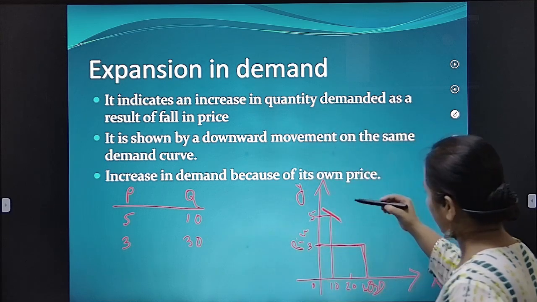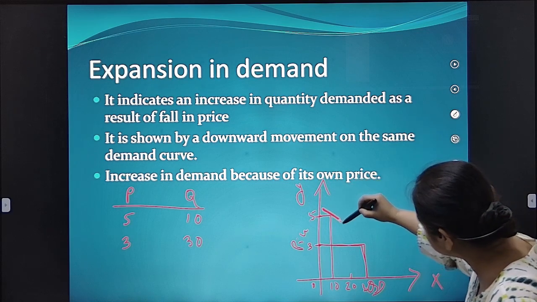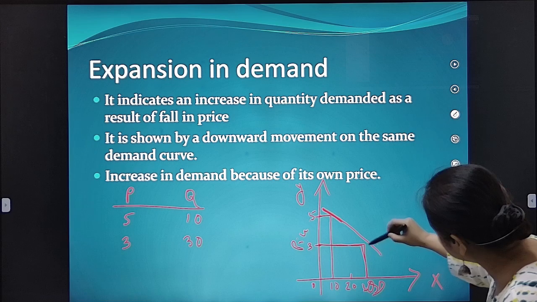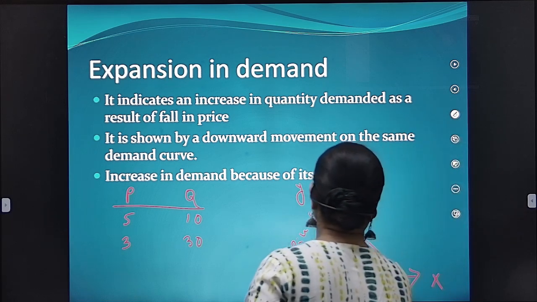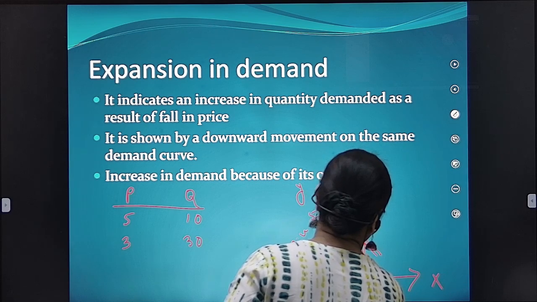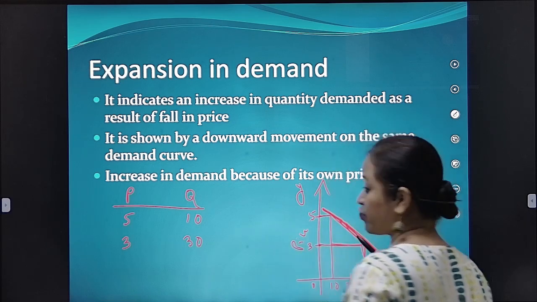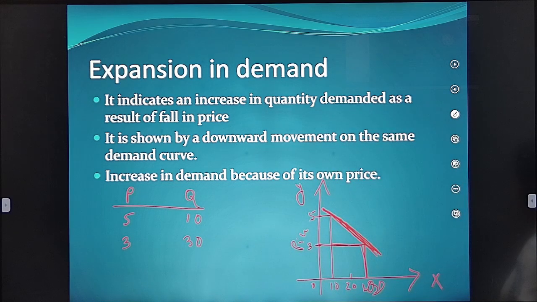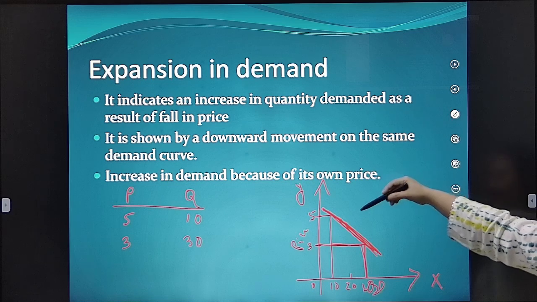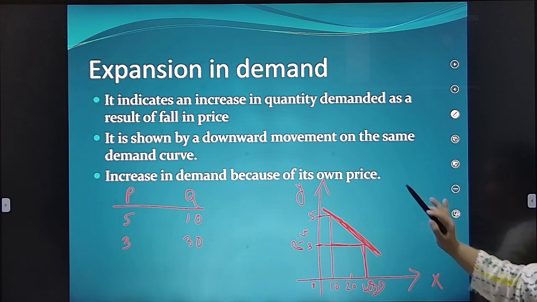ठीक है, पहला डिमांड कर्व ये था. अभी डिमांड कर्व क्या हो रहा है? And this is demand curve is going down, no? So demand curve is going down, downward sloping. It is going down. So here you can see this is moving along the same demand curve. Shift नहीं हो रहा है कहीं पे भी. आगे पीछे तो नहीं हो रहा है.